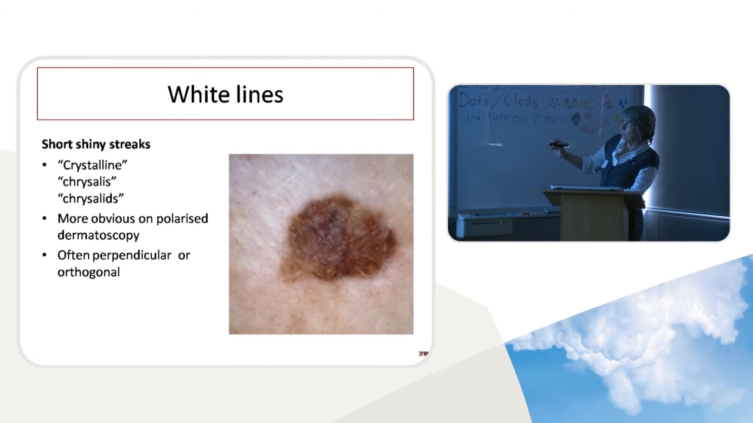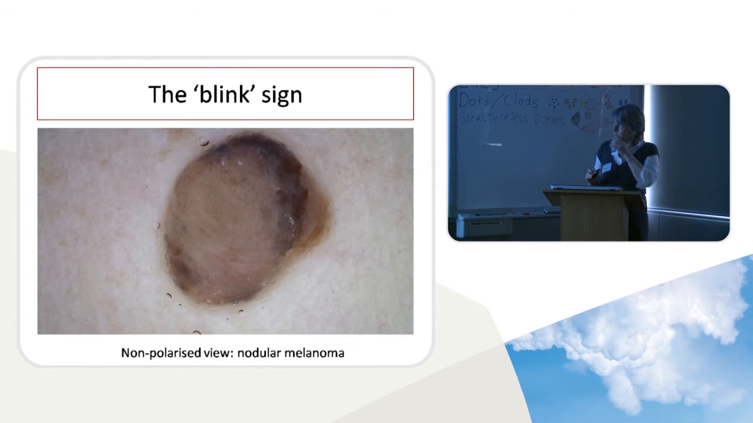These are called short, shiny streaks. Those are previous terms no longer used. And they're orthogonal. That means they're either that way or that way, at 90 degrees to each other. I don't know why they are, but they are. This white line is only seen on polarized dermoscopy. If you have unpolarized dermoscopy, you won't see short, shiny streaks. And if you have both, they switch on and switch off. Watch carefully.